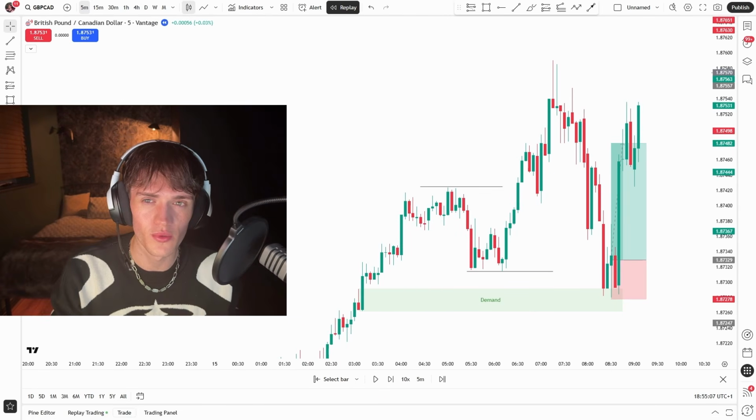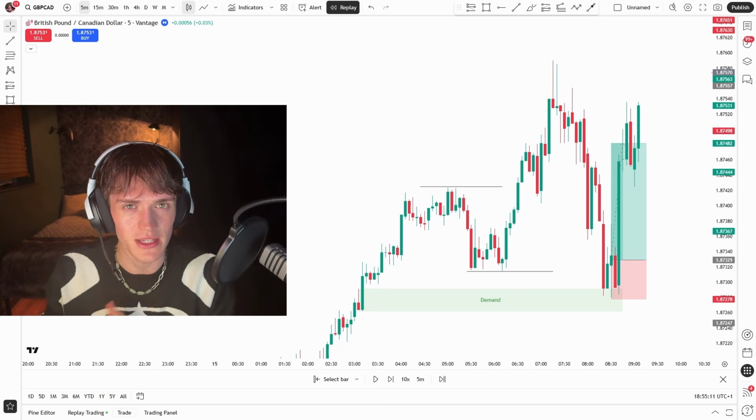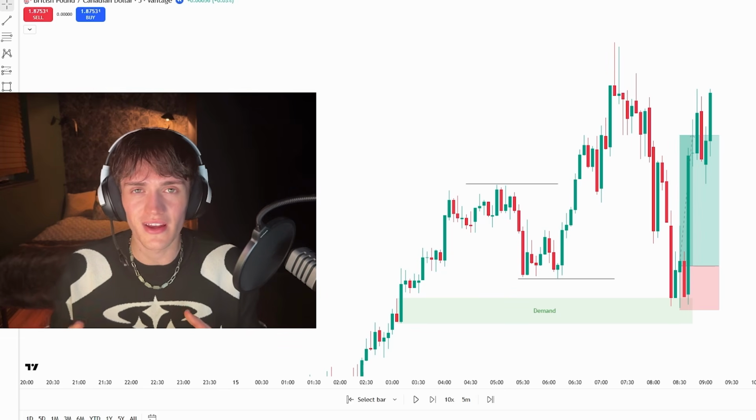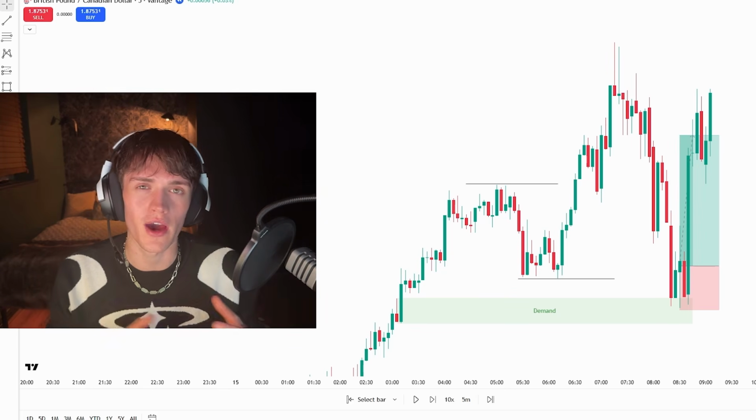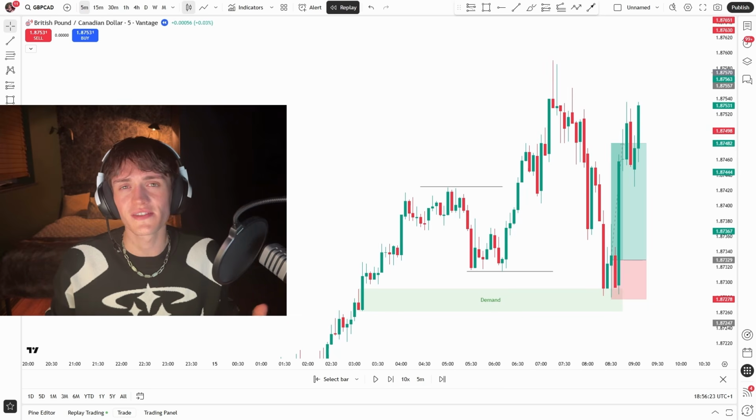We'll start simple with the basic supply and demand structure, and then we'll start working through the deeper details. The kind of small confluences that are going to separate a random setup from a high probability one. So first, let's start from the beginning.